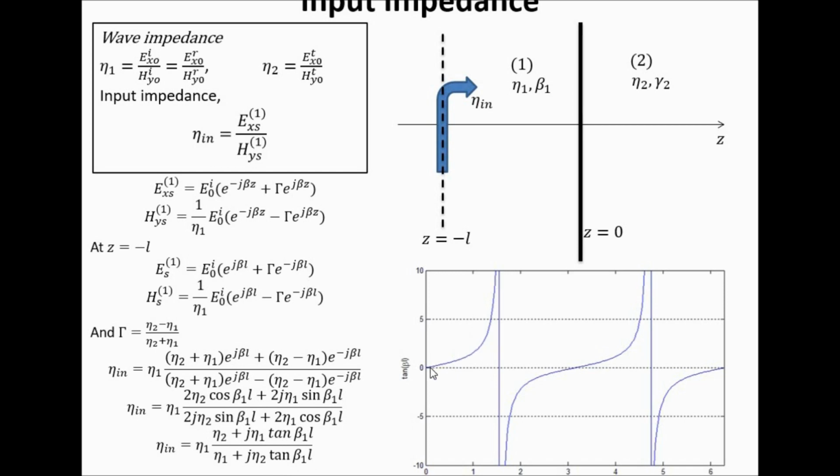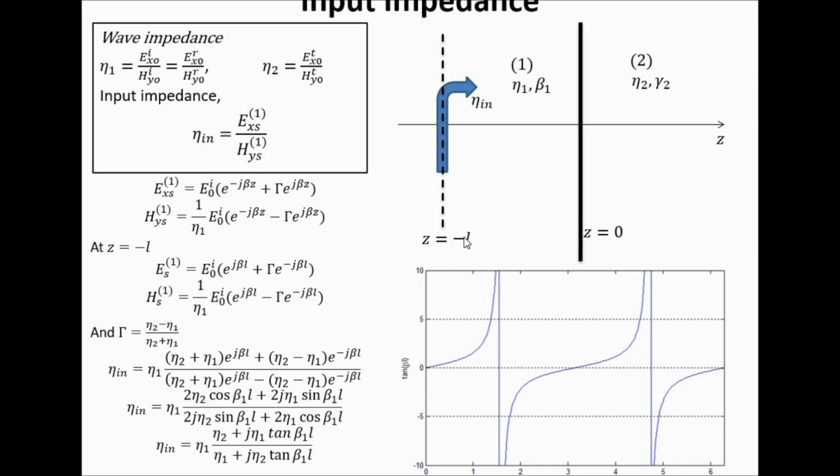This is the graph for tan beta L. So you see the tan beta L graph is like this. So it goes from negative infinity to positive infinity, negative infinity to positive infinity, as you vary the length L. So if you vary the length, then you see the input impedance will vary like this. So input impedance will not be constant, unlike the wave impedance. Wave impedance is always constant, but input impedance is not constant. Input impedance is a function of eta 2, eta 1, and also a function of the length.